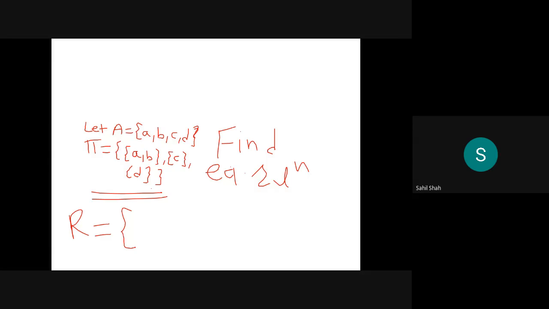So how many pairs can we define for A comma B? I can have a first pair like A comma A. Then can I relate A with B? Yes, it is fine because they are members of the same block, A comma B. After this, which other pairs can I write? I can write B comma B, I guess. Okay, you can write B comma B.